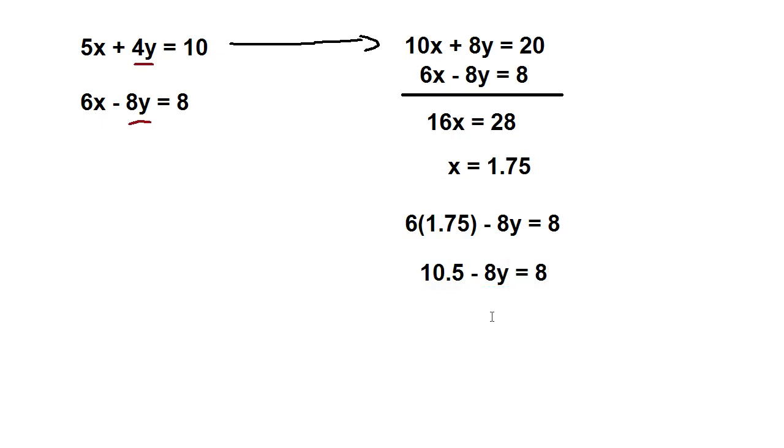We can rearrange and solve this. We can subtract 10.5 from both sides, and then we can divide by negative 8. If you work your way through, you will get the exact same thing that we got using the previous methodology. However, what you will notice is this is significantly faster.